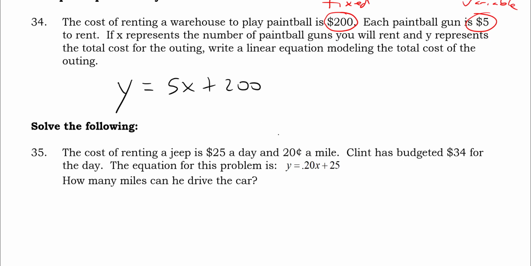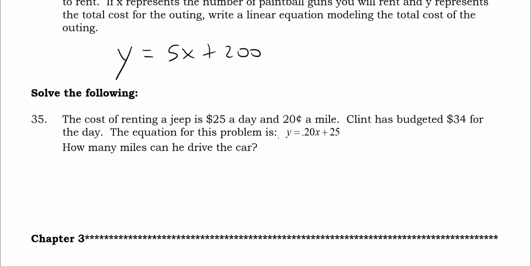Number 35, the cost of renting a Jeep is $25 a day and 20 cents a mile. Clint has budgeted $34 for the day. The equation for this problem is y equals 0.2x, right? That's the 20 cents a mile plus the $25 a day. How many miles can he drive the car? So you're literally just setting this equal to $34. So 0.20x plus 25 is equal to 34. That's all you're doing. Because you're saying, hey, I got $34, how many miles can I go?